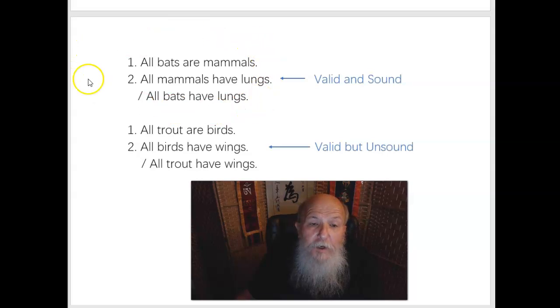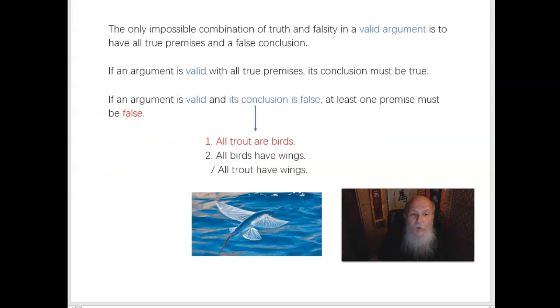So our first argument here about bats and lungs is valid and sound, but our second argument here about trouts and birds is valid but unsound. If all trouts are birds, then all trout would have wings, but that's a big if. So we learn that the only impossible combination of truth and falsity in a valid argument is to have all true premises and a false conclusion.